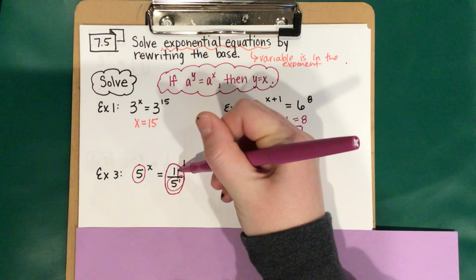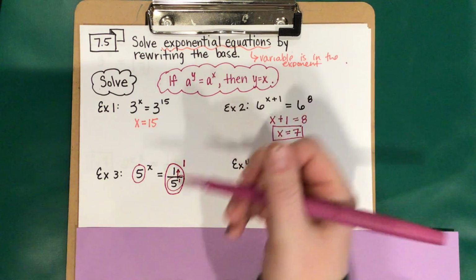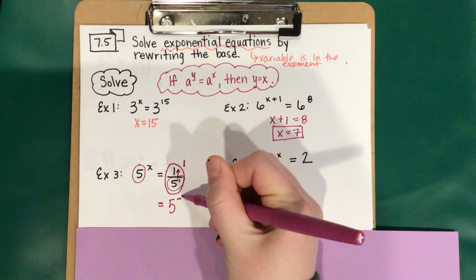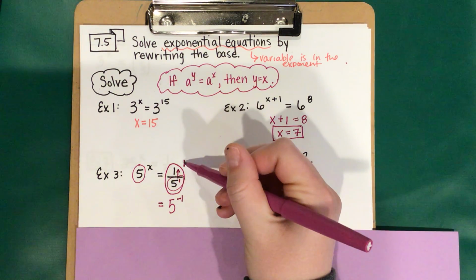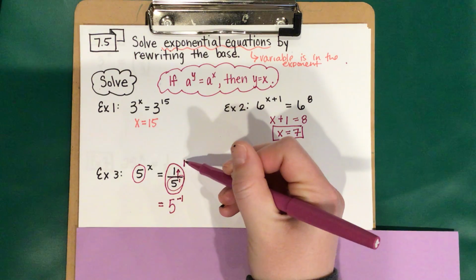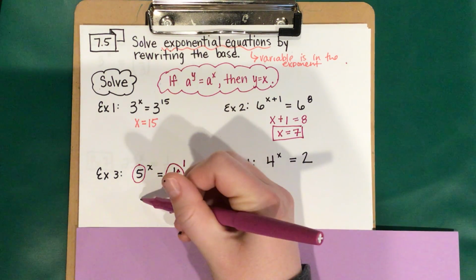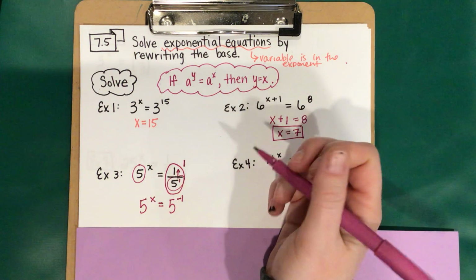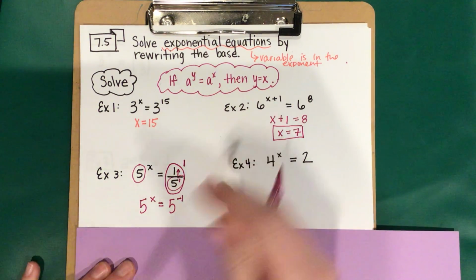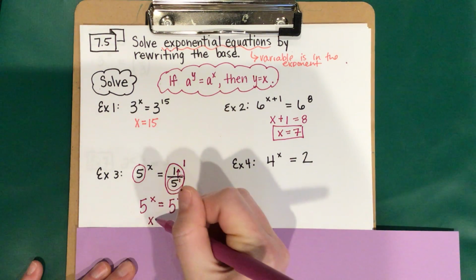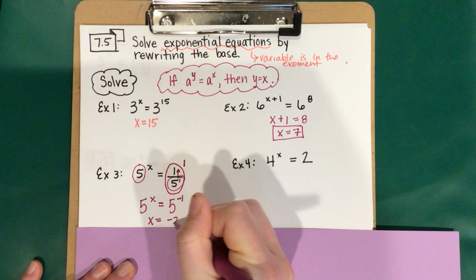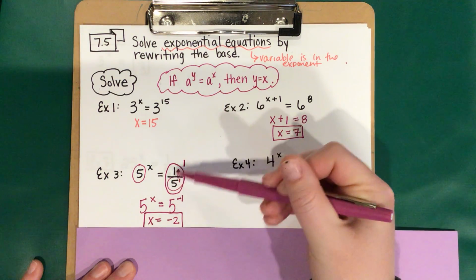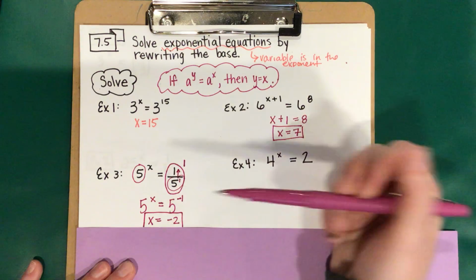So I'm going to move this 5 to the 1st up. And when I do that, I end up with 5 to the negative 1st. And so even though I have this 1 here, it's not going to make much of a difference right now. So I'm just leaving it as 5 to the negative 1. And then I have 5 to the x. So in this situation, then, we end up with x equals -1. So when we're moving our exponents, they're changing signs.